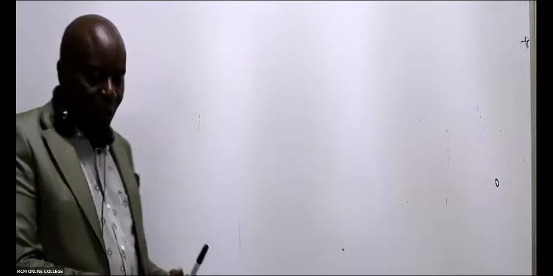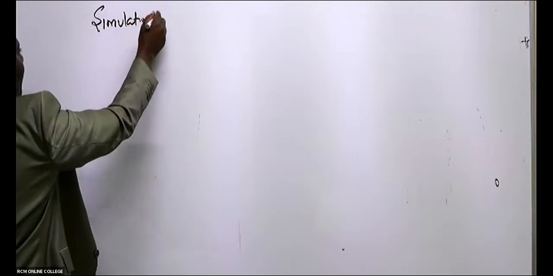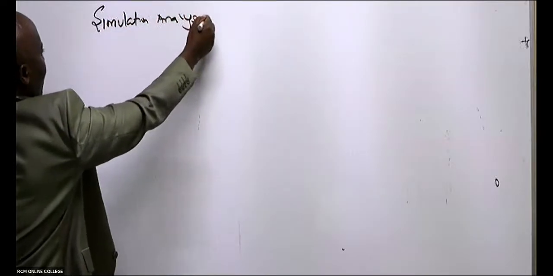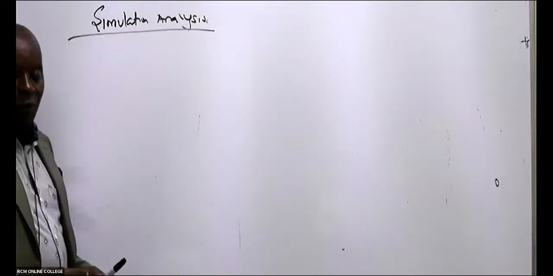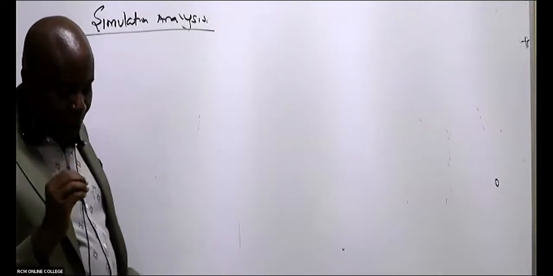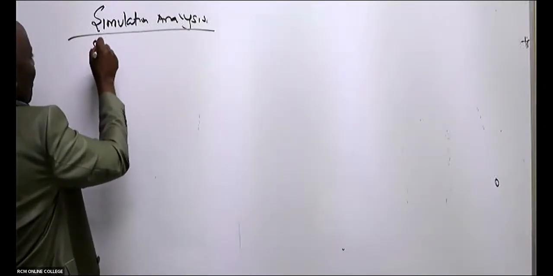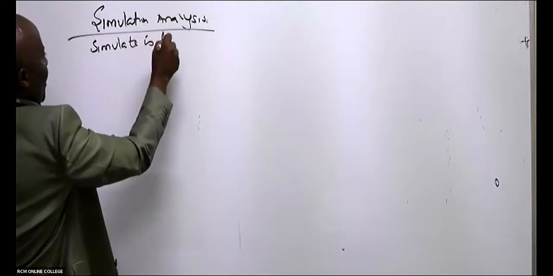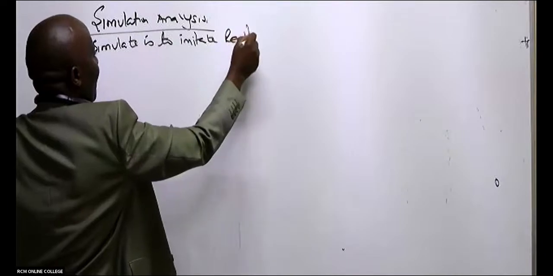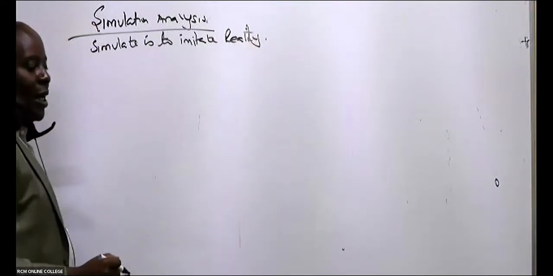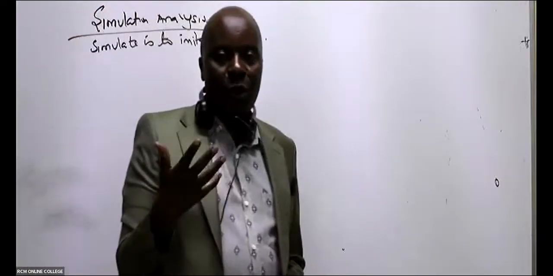So we have here simulation analysis. Simulation analysis. So then to simulate, we need to understand from the word go that to simulate means what? Here, to imitate reality. To simulate is to imitate reality. And in many cases we will be forced to really imitate reality.